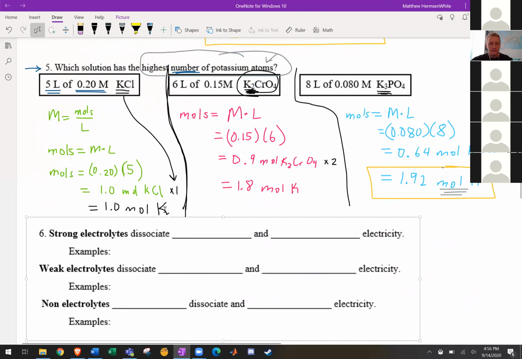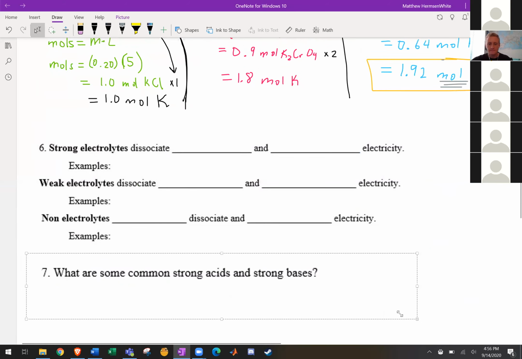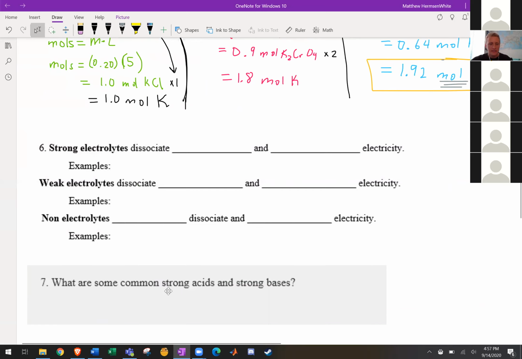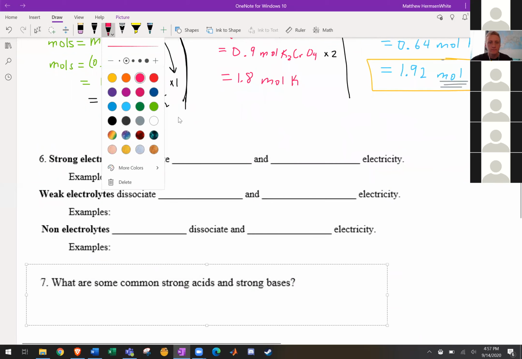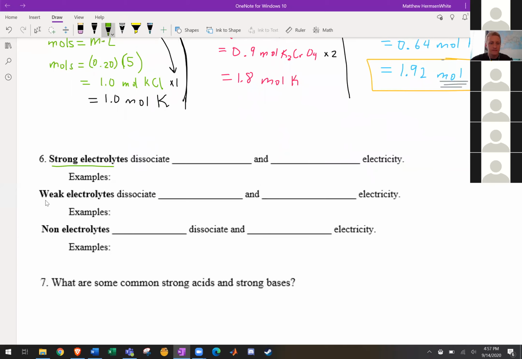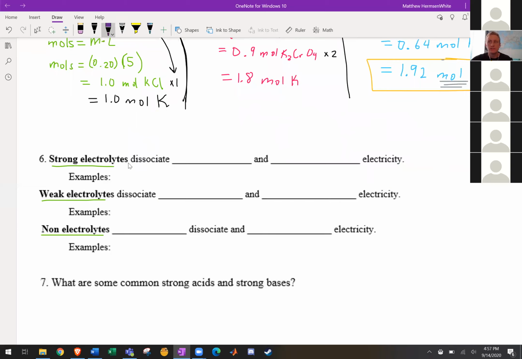Okay, let's move on and discuss electrolytes and strong acids and bases. We will go through and discuss this one together. There are 3 types of electrolytes here: strong electrolytes, weak electrolytes, and non-electrolytes. And these are differentiated from one another based on their dissociation.